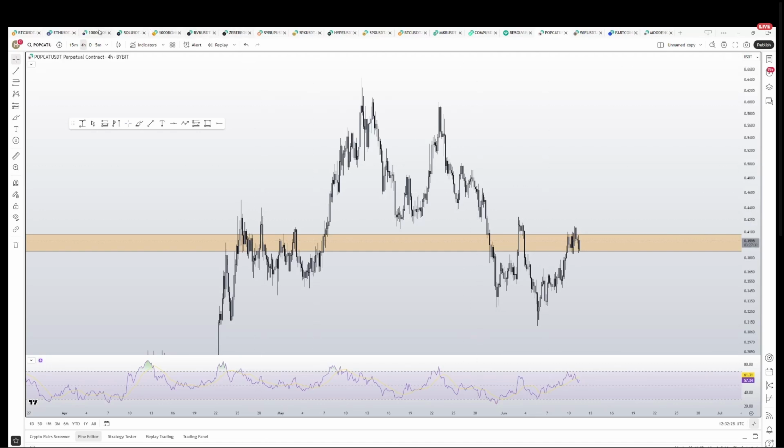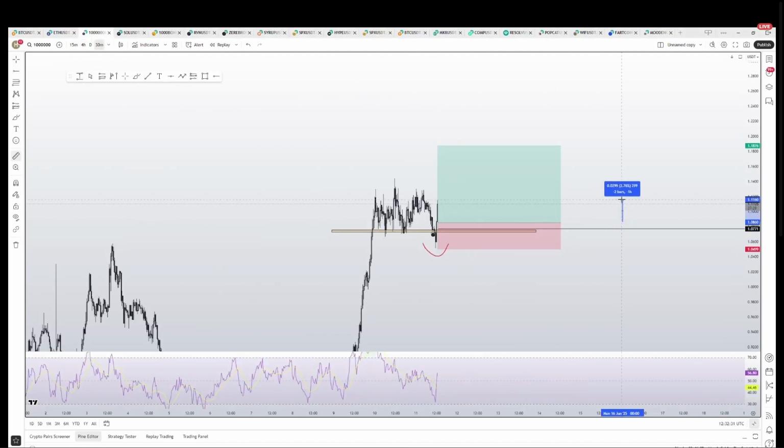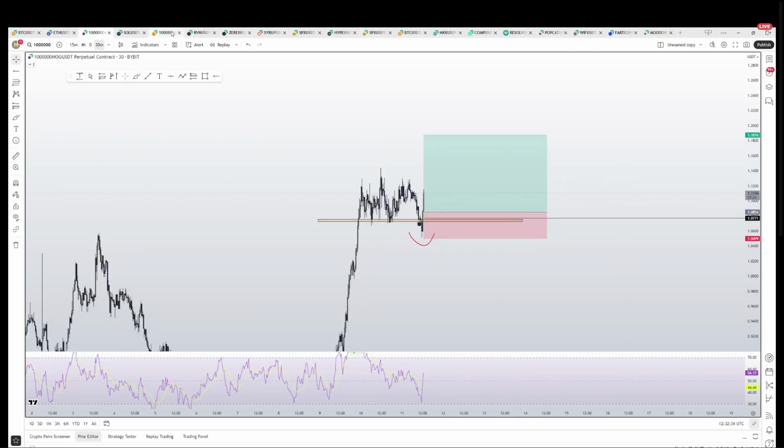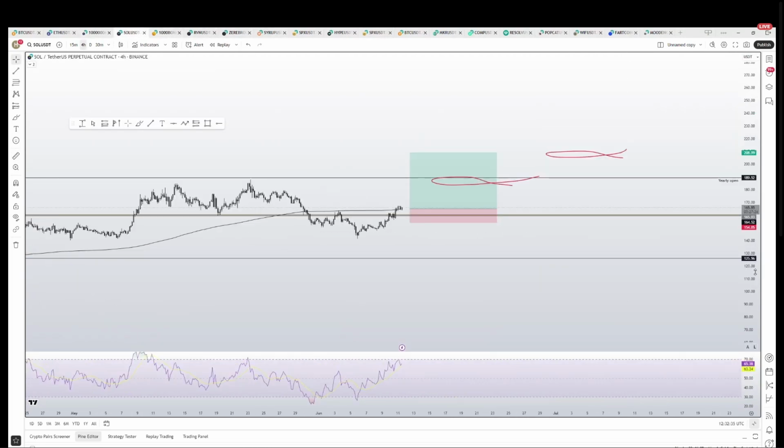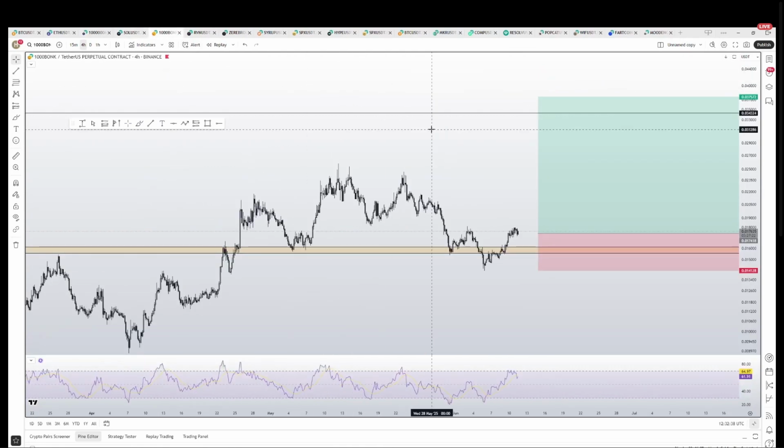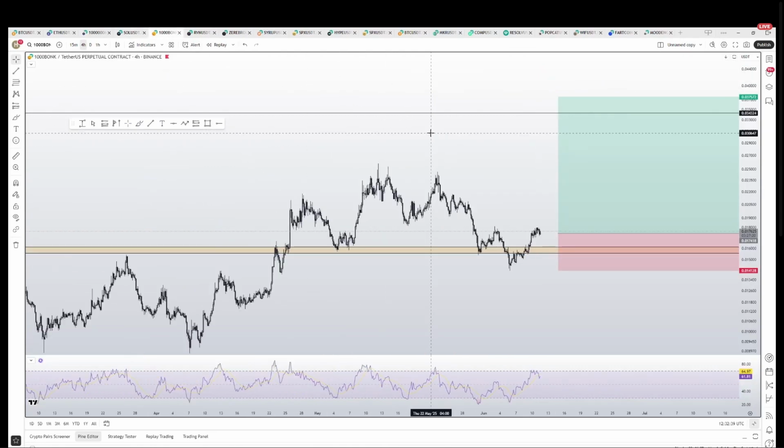Nice. And I'm mad about MOG. A good 3% move already, but we have Bonk and Sol to pay us. Sol is back in good profits. Bonk as well. Let's see.